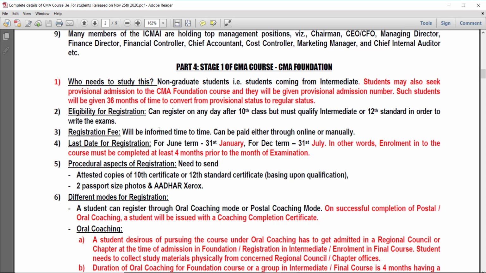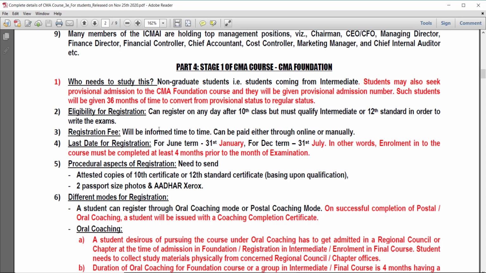Suppose the month of exam is June. So 4 months prior means May, April, March, February, so the last date will be January 31st. The same case will be applicable to the December attempt also. So exam month will be December, and 4 months prior means November, October, September, August. 4 months, right? So the last date will be July 31st.